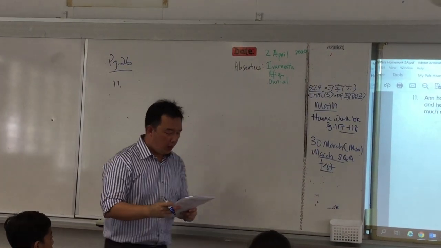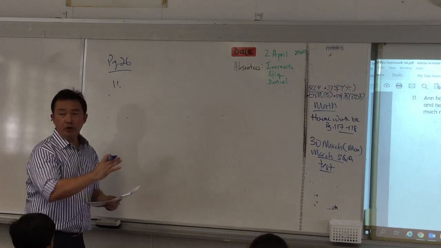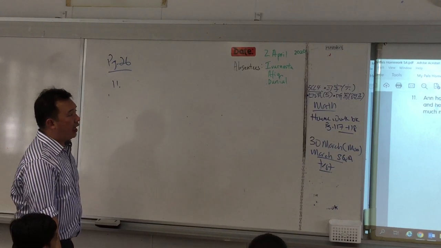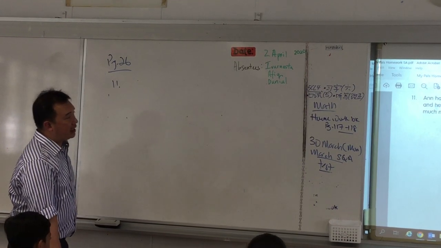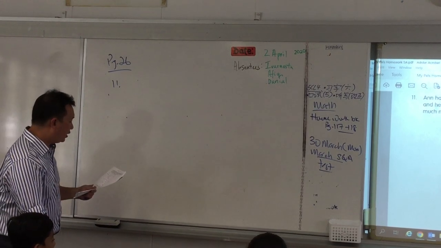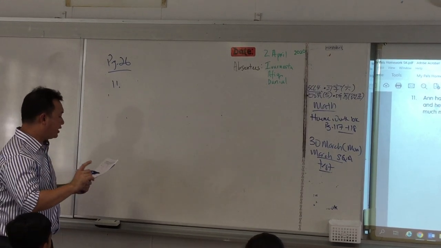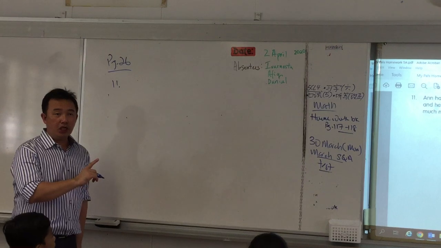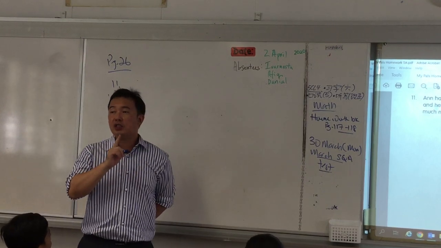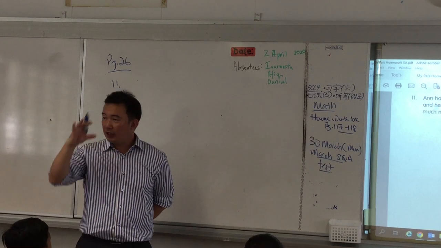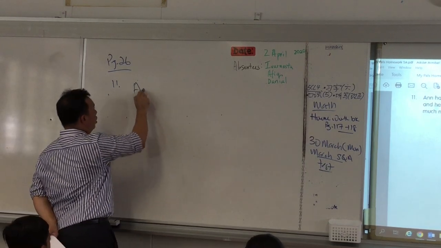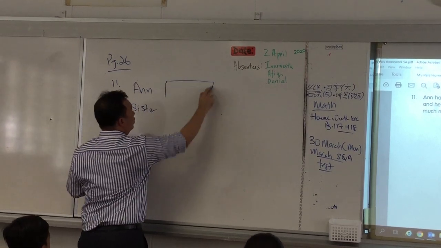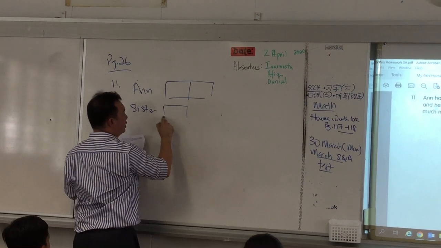Alright, now, first thing first, if you look at the whole question, a lot of information is given to you. Anne had $198 more than the sister. After the mother gave Anne $20 and the sister $60, Anne will have twice as much money as the sister. Now, this type of question, the very important point is you start from the after. Meaning, eventually Anne will have 2 units, the sister will have 1 unit.